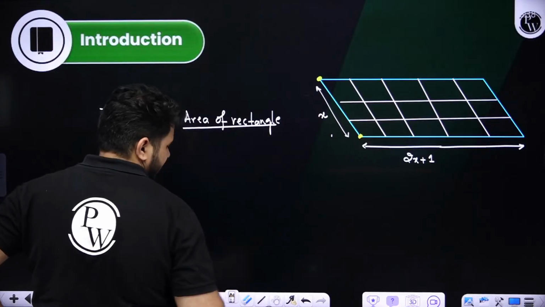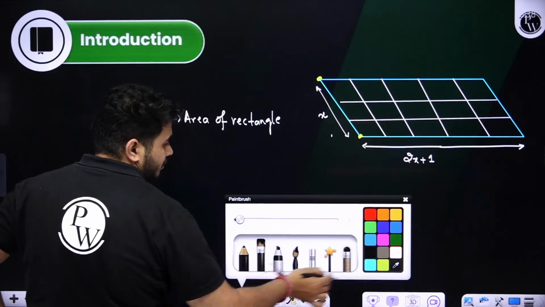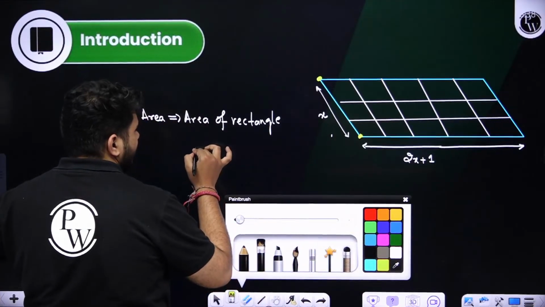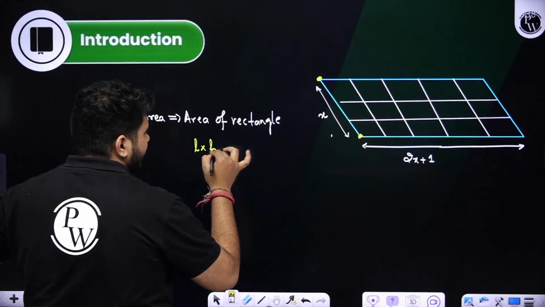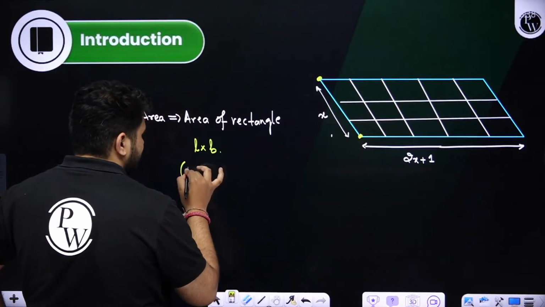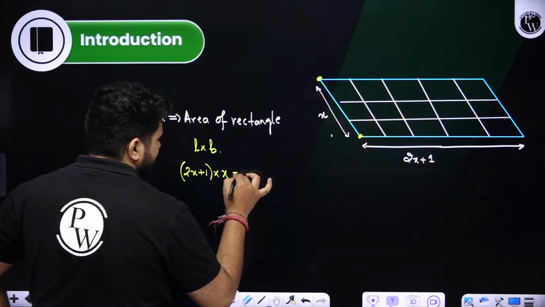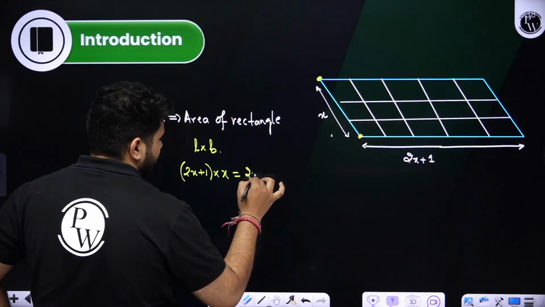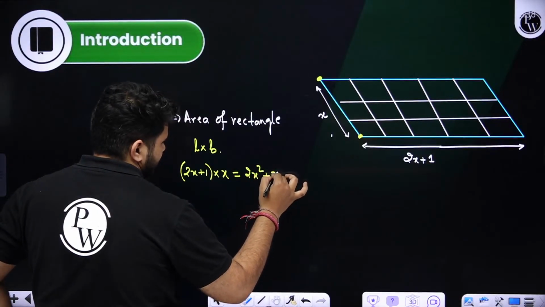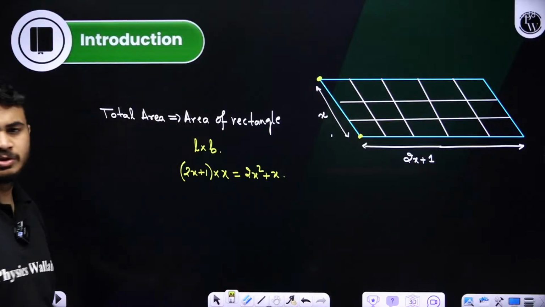So the area of a rectangle will be nothing but length into breadth, correct? The length is 2x plus 1, and the breadth is x. So if you multiply this, it will be 2x square plus x, correct? So this type of equation we get.